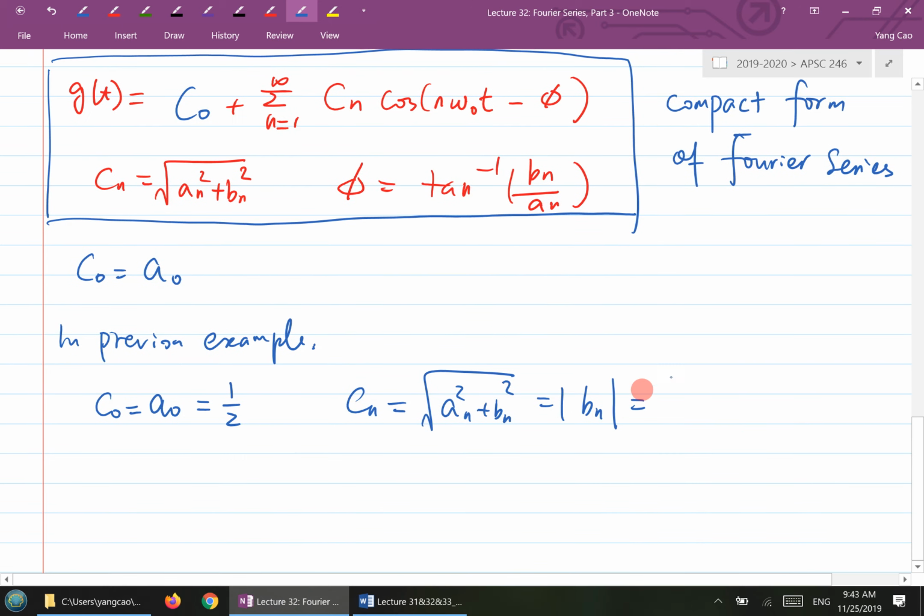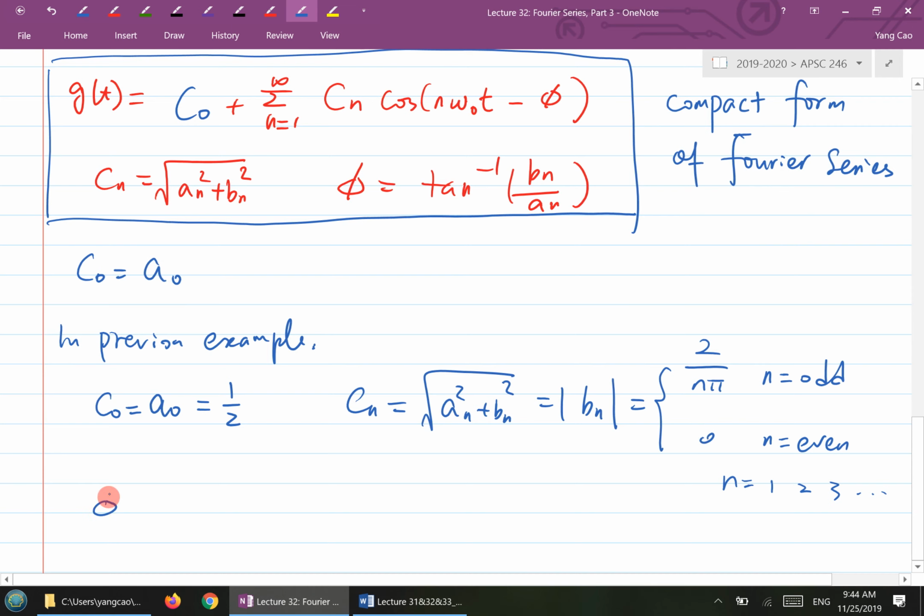So similarly for Cn in this case, it's going to be the same as this. So 2 over n pi when n is odd, 0 when n is even. So this is your Cn here. You plug in n equal to 1, 2, 3, and then you get different values for Cn.